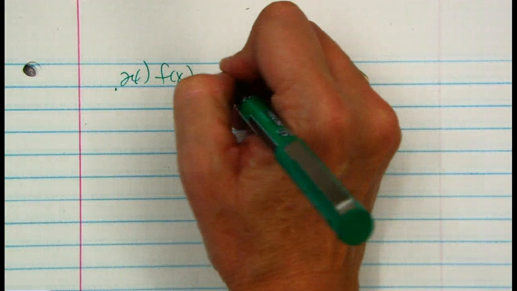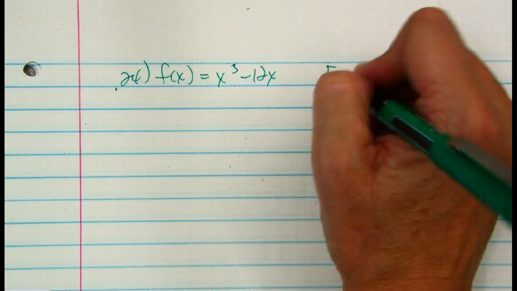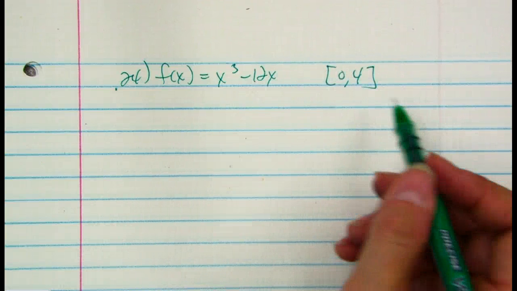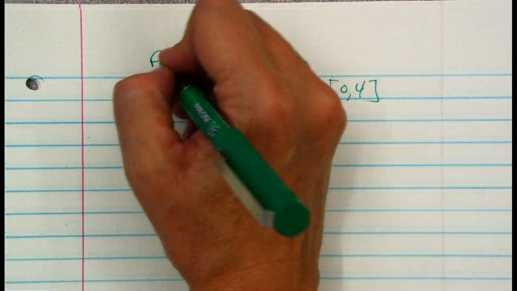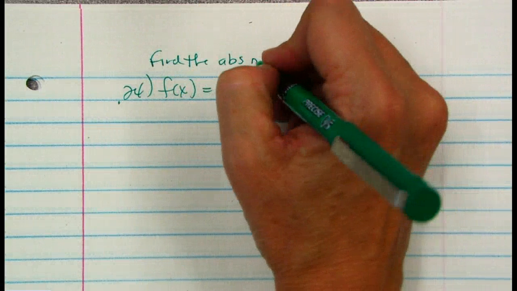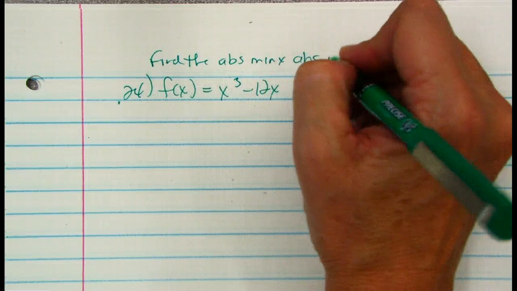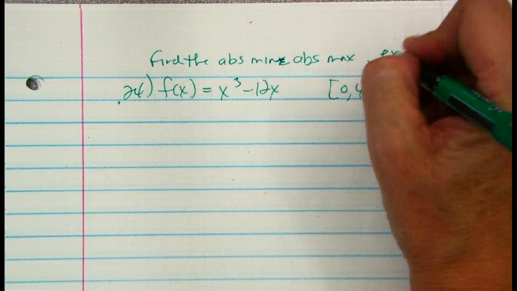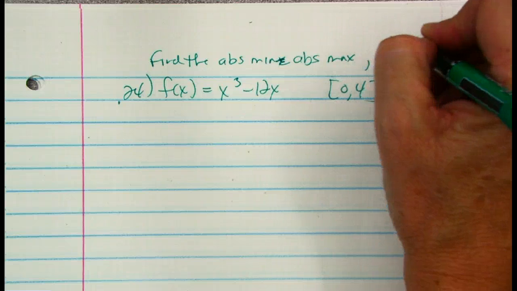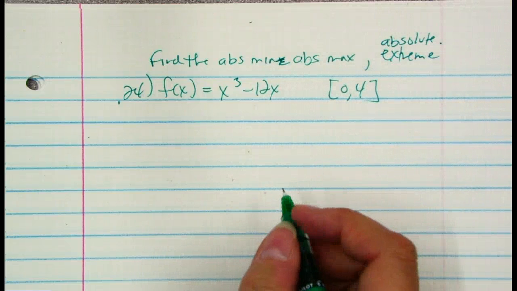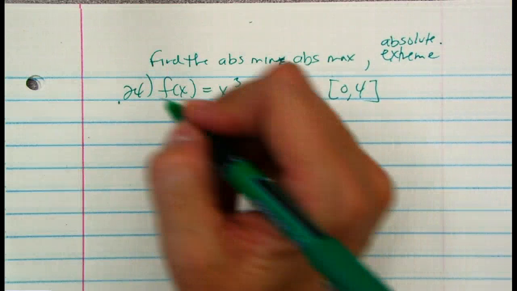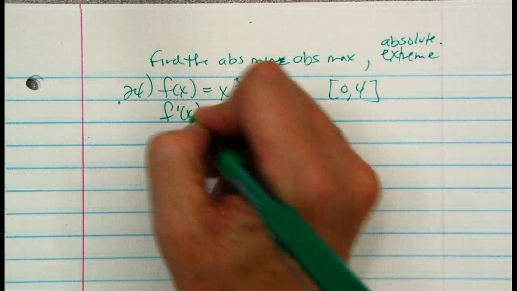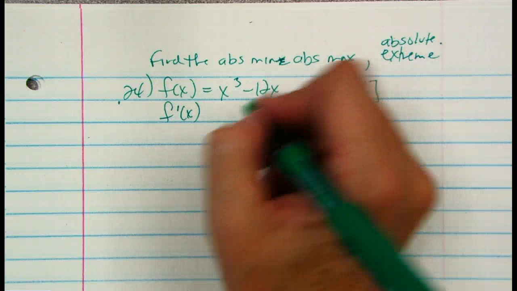My first problem will be number 24. So you can see it's an even problem in your homework. I have a function and a closed interval, and I'm supposed to find the absolute min and absolute max. In other words, my absolute extrema. Let's go find those. What does step 1 say to do? Check for our critical numbers. Well, no, actually I need to take the derivative first. That would help. Let's take the derivative.